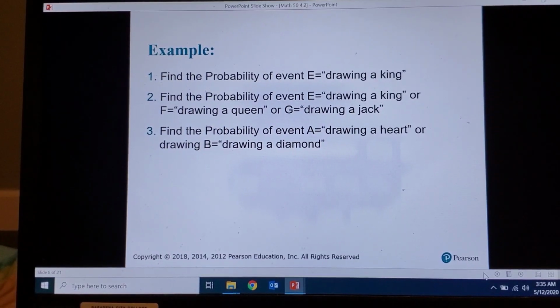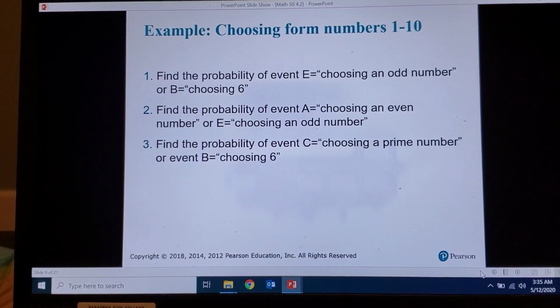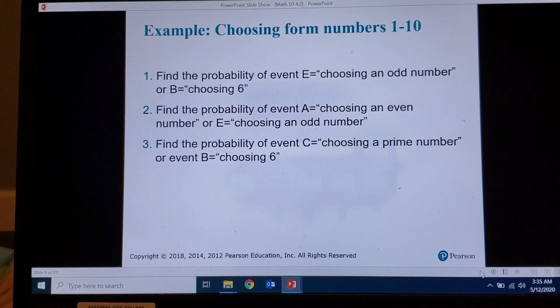So those are those three. Here's a couple more examples. So this is choosing from numbers 1 through 10. I would pause the video and see if you can do these. Again, find the probability of event choosing an odd number or choosing 6. We did that at the beginning. You cannot be an odd or a 6 at the same time. So all you have to do is find the probability of selecting an odd number, which is 5 over 10, plus the probability of choosing 6. There's only one 6 between 1 through 10. So that was 1 over 10 was the probability of getting a 6. And we just added those probabilities together.